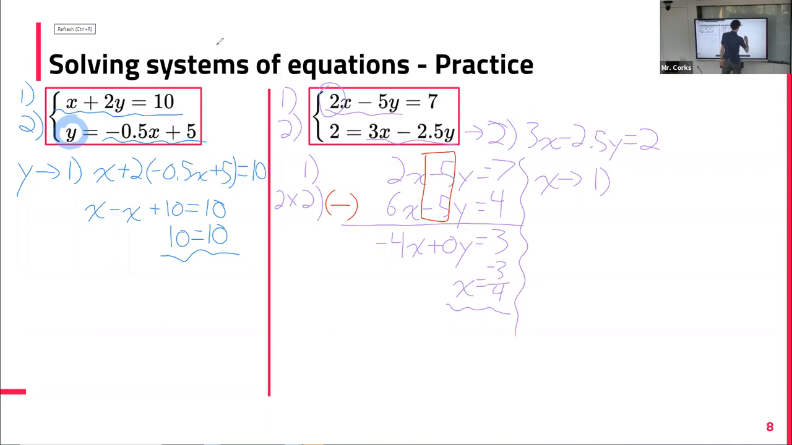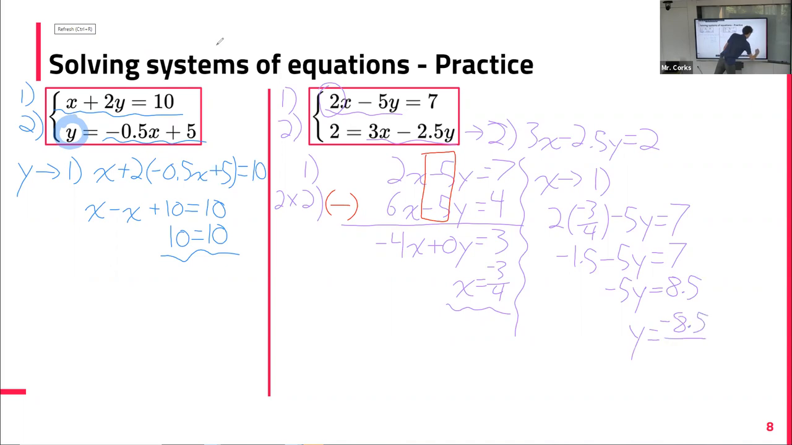So then substitute that into equation 1: 2 times negative 3 over 4 minus 5y equals 7. And we just reduce and try to simplify here. I'll write this as decimals for convenience. This will be negative 1.5 minus 5y equals 7. So negative 5y equals 8.5. And then negative 8.5 over 5, that's a pretty ugly looking fraction.